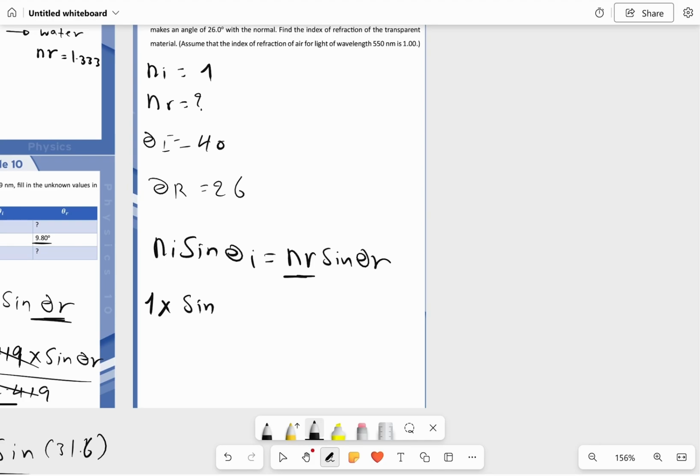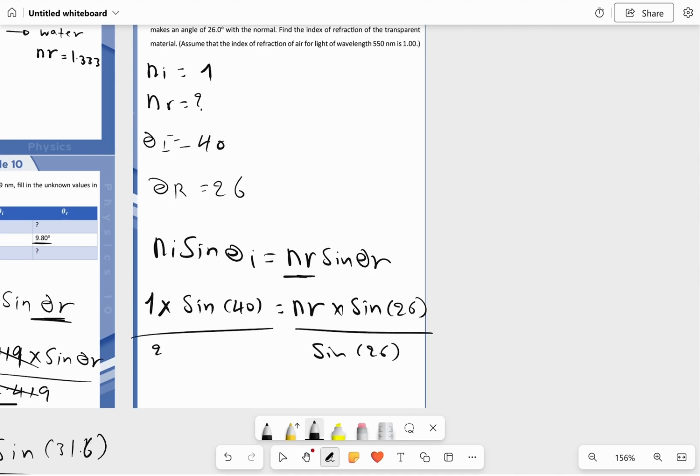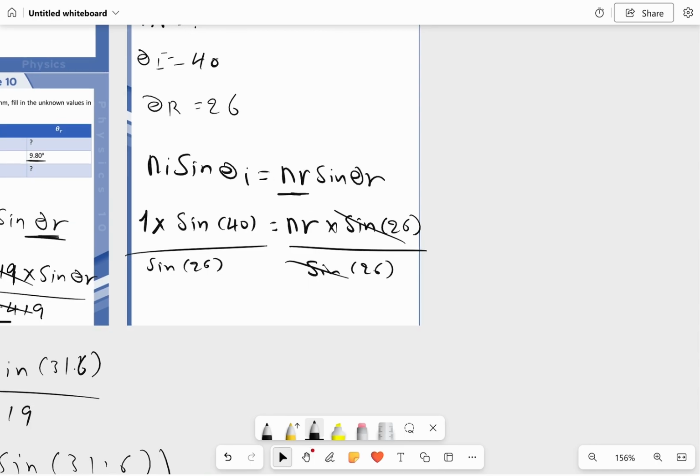So sine 40 is equal to NR multiplied by sine theta R, which is 26. Then we're going to divide this by sine 26, and divide the other side too by sine 26. It cancels. NR is equal to sine 40 divided by sine 26. You're going to get 1.46. So we say n is equal to 1.47, which is basically closer to glycerine. So this one is also glycerine.